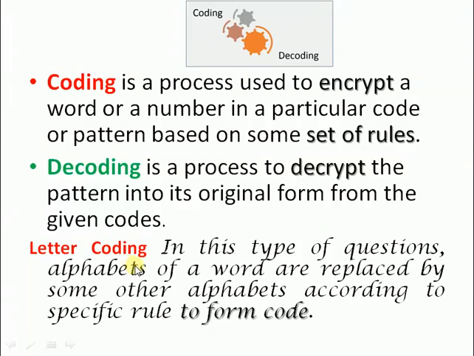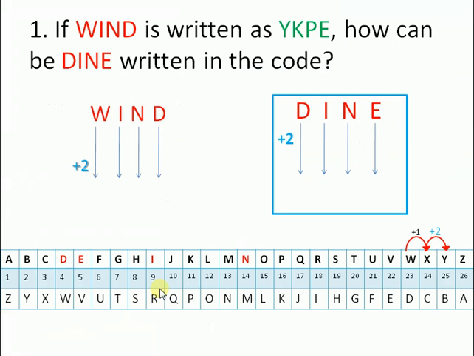In such type of questions, alphabets of a word are replaced by some other alphabets according to specific rules so that we can form a code for a particular word. Let's see the questions one by one.